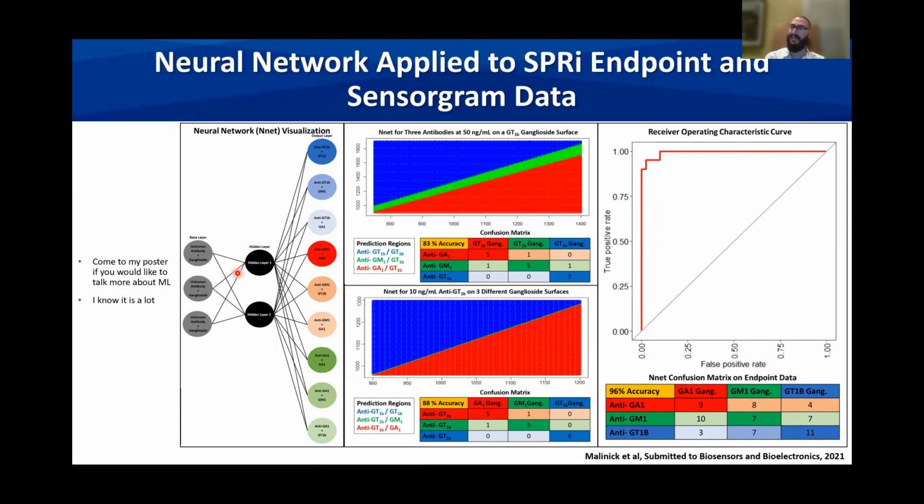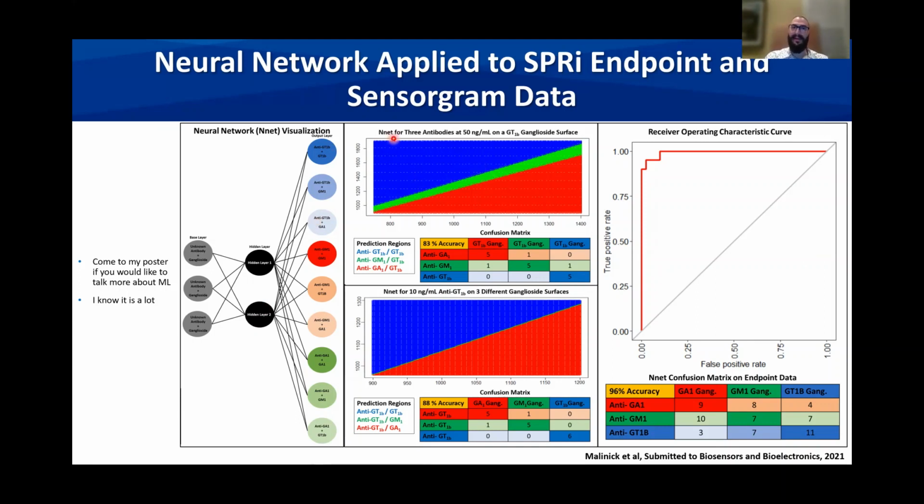It works very similar to how our neural networks work, where we have an input of data, which in this case is the unknown antibody-ganglioside interaction, then a hidden layer where we have computations, and then the output layer where we get everything sent out and we determine what those interactions are.